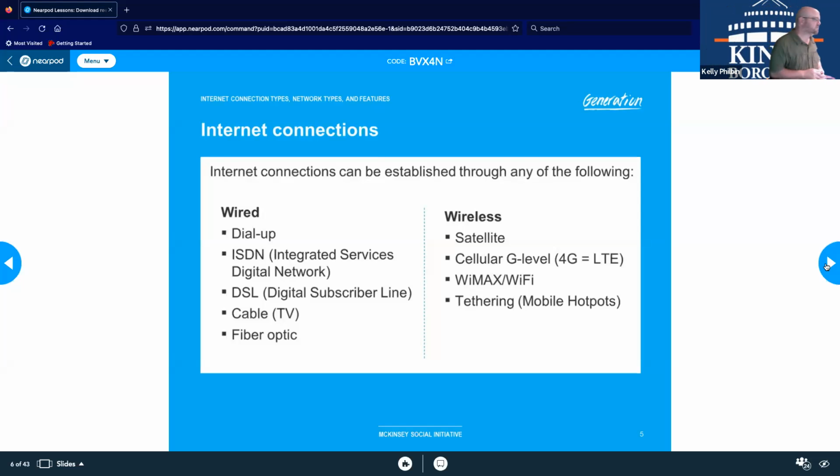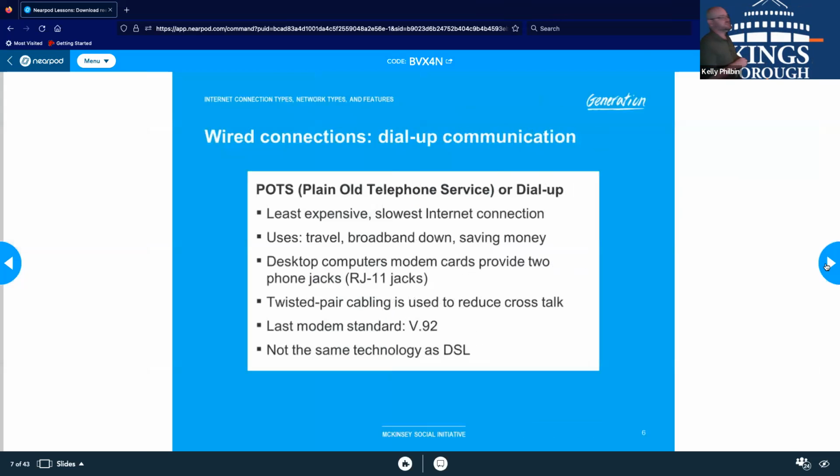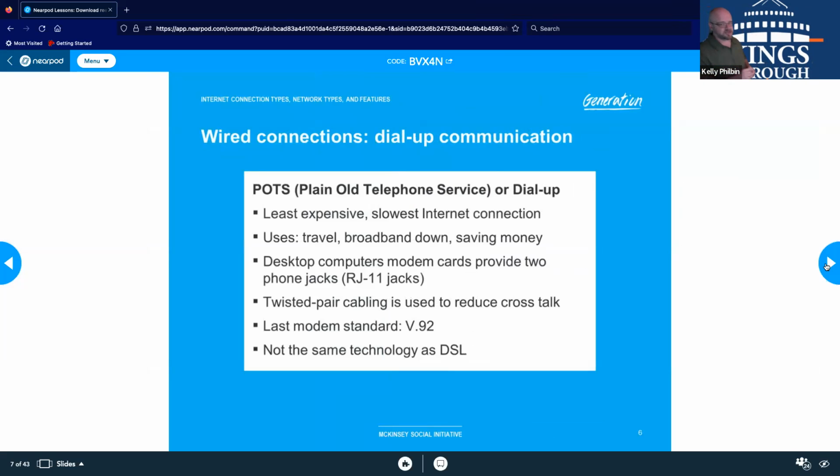ISDN, or Integrated Service Digital Network, also operates over the phone lines. Then you have DSL, digital subscriber line, cable TV, and fiber optic. That's all your wired options. And they're loosely using fiber optic as a wired option because it is running through a cable. Next, wireless, we have satellite, cellular, and it depends on the generation level we're dealing with. You have WiMAX or Wi-Fi, and then you have tethering and mobile hotspots. So these are the primary ways that we would start to interact with the internet on a regular basis.